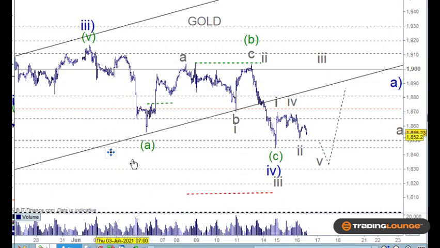Alrighty, yeah, so coming back here, let's just see if we get support in here for this wave 4 on this particular low here at 18.50.